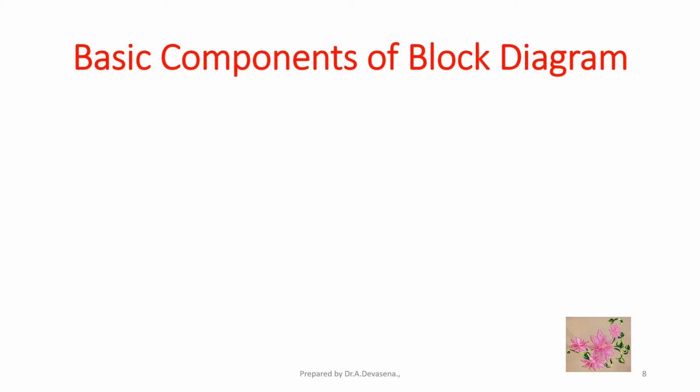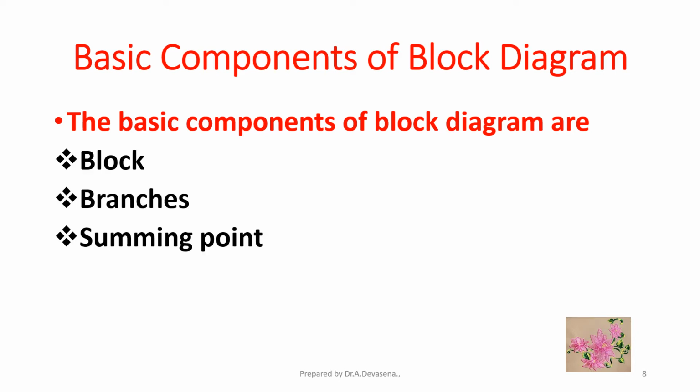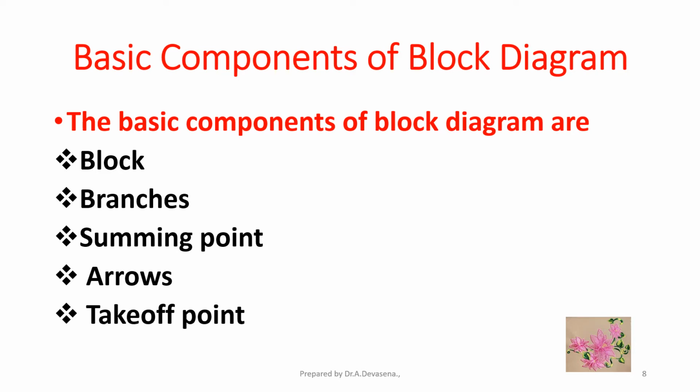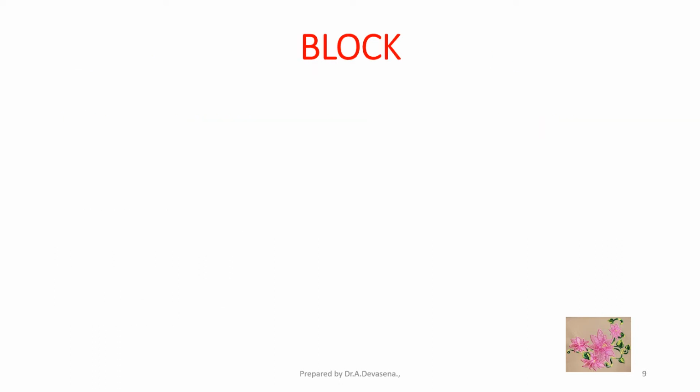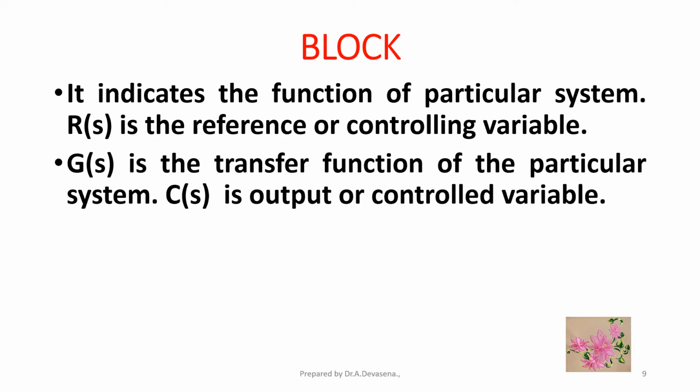Basic components of block diagram. The basic components of block diagram are block, branches, summing point, arrows, and takeoff point. Block. It indicates the function of a particular system. R of S is the reference or controlling variable. G of S is the transfer function of the particular system. C of S is the output or controlled variable.